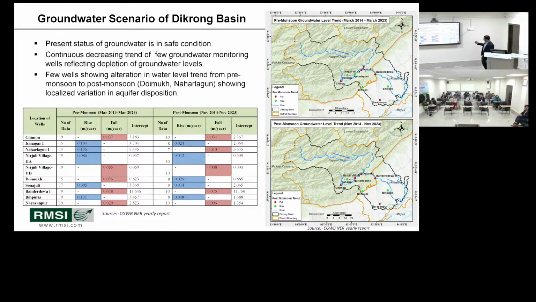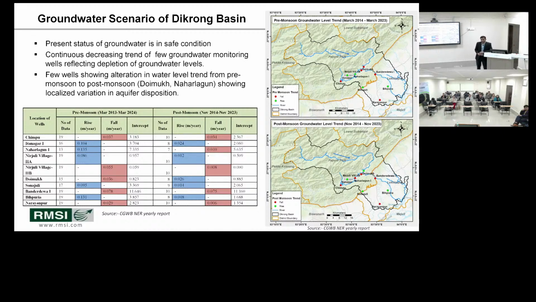Now if we see the actual scenario, these are the well locations from where we have taken some data. If you see the last 10-year trend of pre-monsoon and post-monsoon, some areas show a decreasing trend in pre-monsoon and some sort of rising trend in post-monsoon, and some are totally declining. I mean we pump water every day, so they never get replenished to the actual level. So have you heard the term dynamic groundwater table?